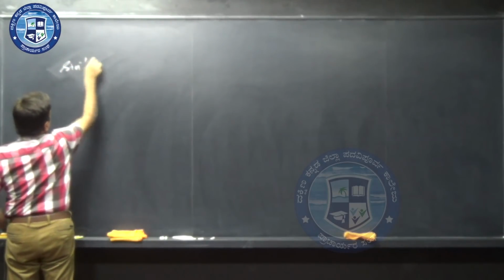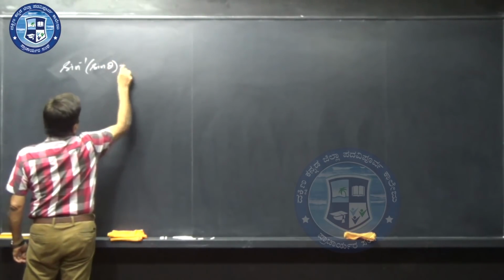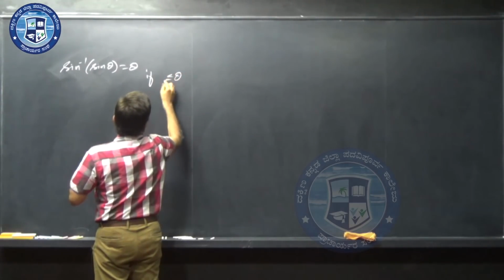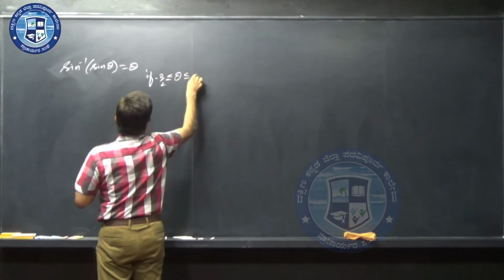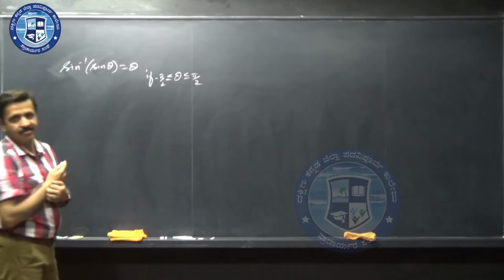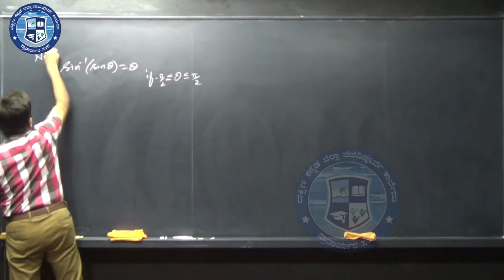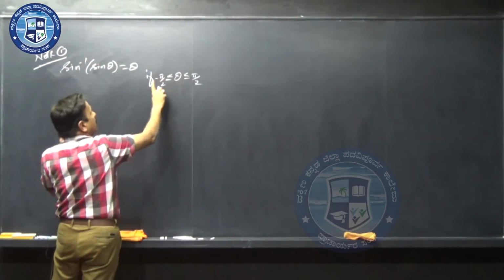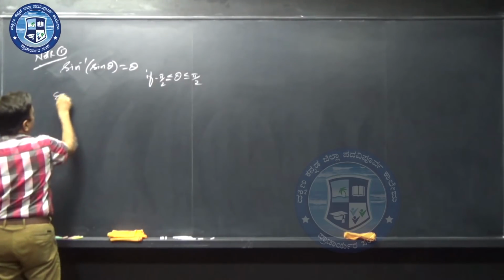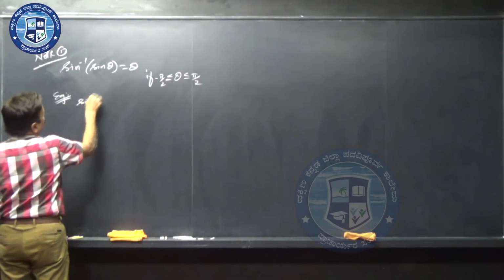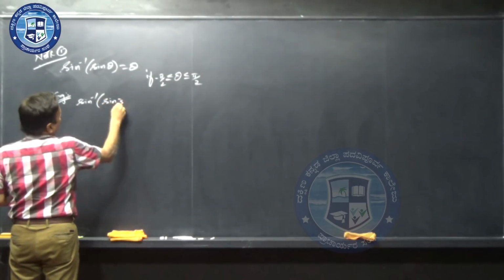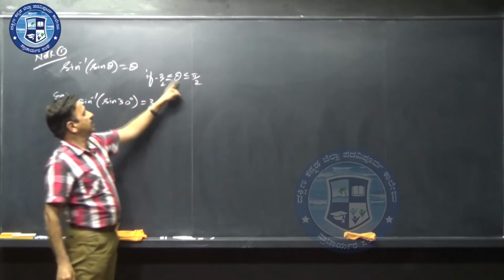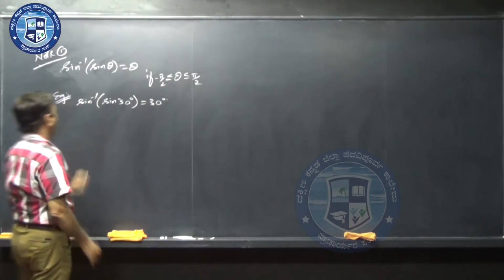Look at this: sine inverse of sine theta is equal to theta, provided theta lies between minus pi by 2 and plus pi by 2, otherwise this result is not true. Note that. Sine inverse of sine theta is theta only if theta is between minus pi by 2 and plus pi by 2. Look at this example: sine inverse of sine 30 degrees is equal to 30 degrees, no problem, because theta is between minus 90 and plus 90 degrees.